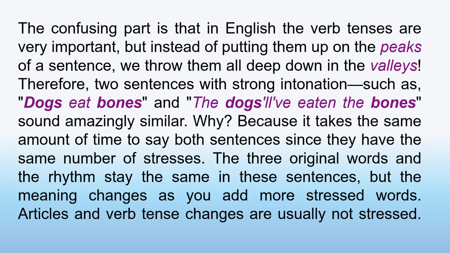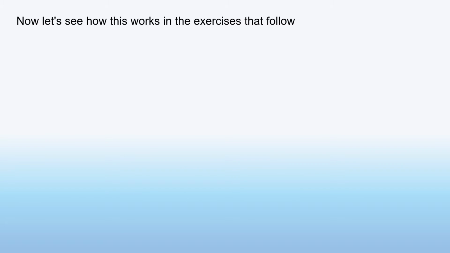Therefore, 2 sentences with strong intonation, such as "dogs eat bones" and "the dogs will have eaten the bones," sound amazingly similar. Why? Because it takes the same amount of time to say both sentences since they have the same number of stresses. The 3 original words and the rhythm stay the same in these sentences, but the meaning changes as you add more stressed words. Articles and verb tense changes are usually not stressed. Now, let's see how this works in the exercises that follow.